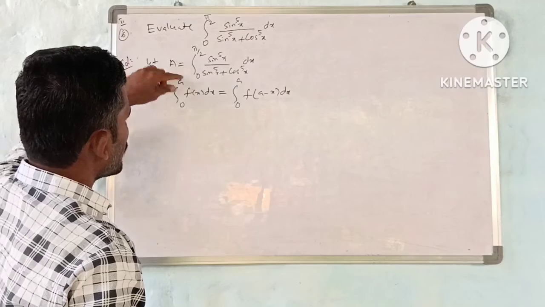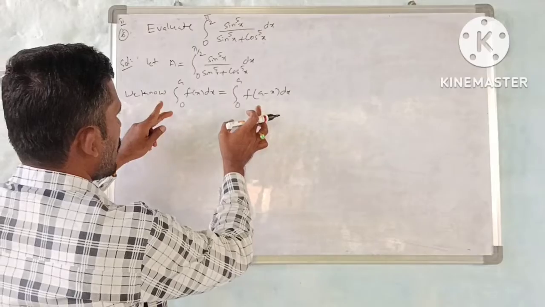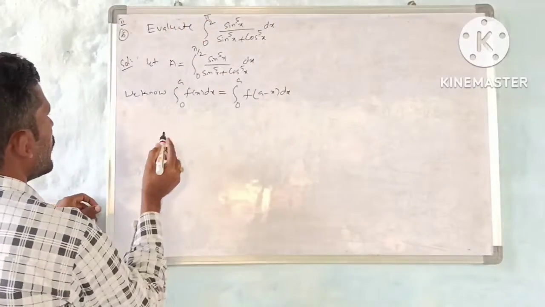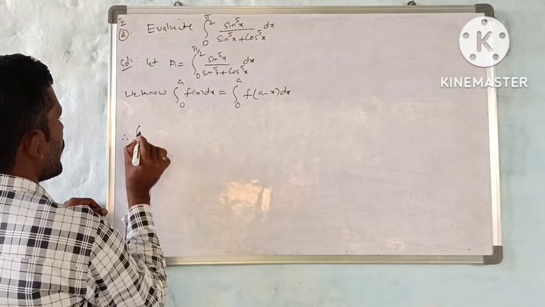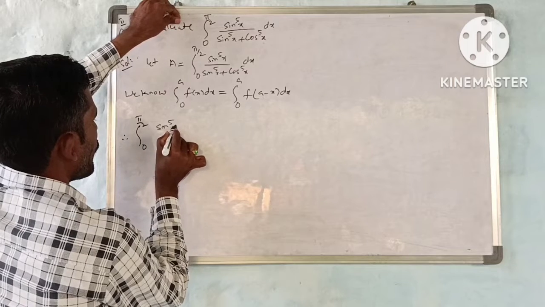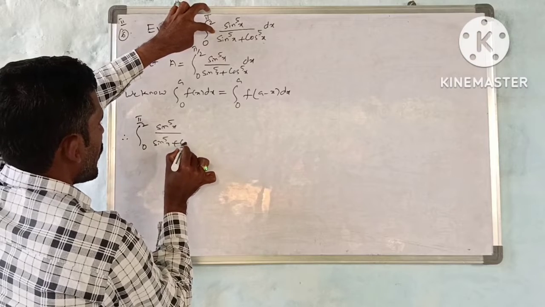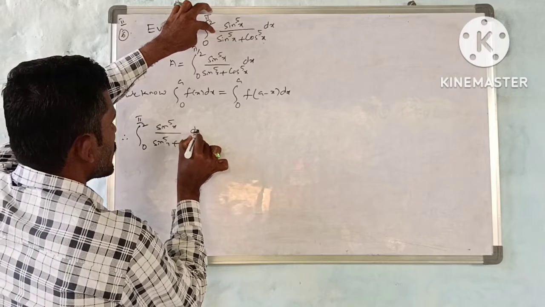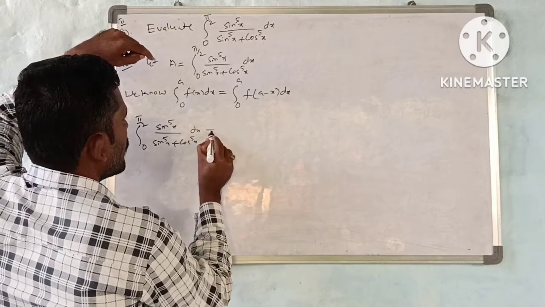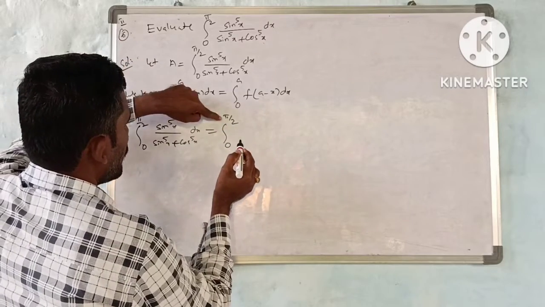So the upper limit is a. In place of x, you have to substitute a minus x. So this is one of the properties, and with the use of this property only you have to solve this one. So for that, A equals the integral from 0 to pi by 2 of sin^n x by (sin^n x plus cos^n x) dx, and here a is nothing but pi by 2.